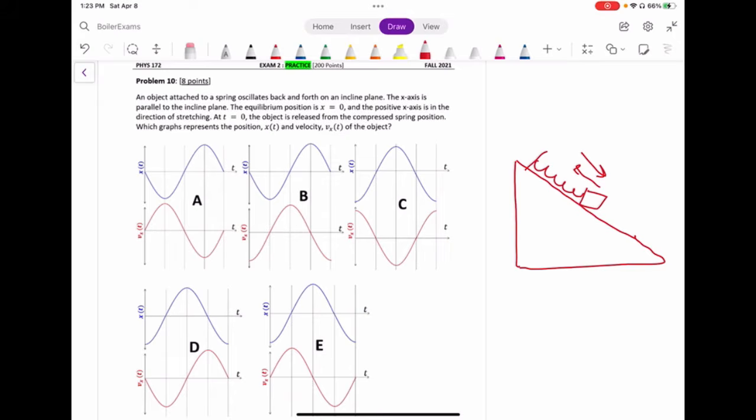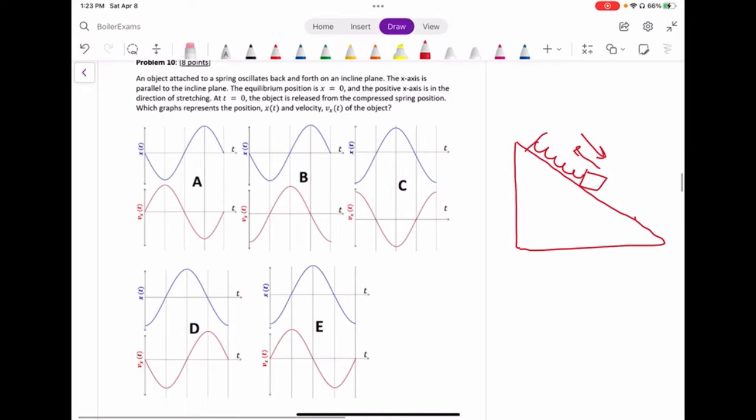At t equals 0, the object is released from the uncompressed spring position. Uncompressed means that we're in an unstretched spring state. So the spring is not going to exert any force initially, which means initially it's got to move this way due to gravity. Let me explain that a little better. Initially, our force due to a spring is the spring constant times how far it's stretched. Initially, there is no stretch, therefore there's no force the spring is going to exert.